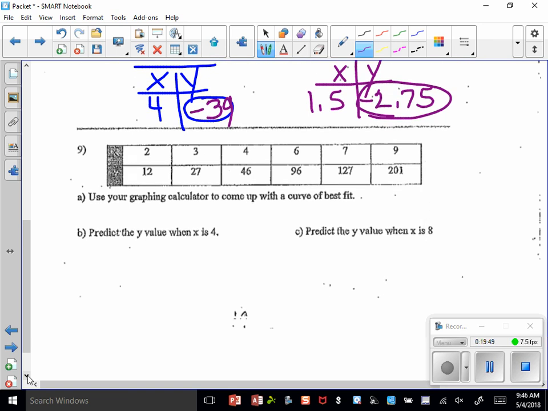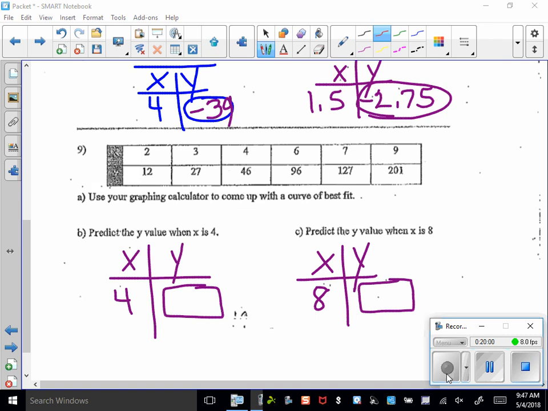Number 9, I'm going to let you do on your own, and then I will check it with you. Okay, so go ahead and work that out. And then we'll come back together to get the answers. All right, I'm going to put the answers up here. You can check yours. You should have 46 for this one and 162 for that one. Okay?